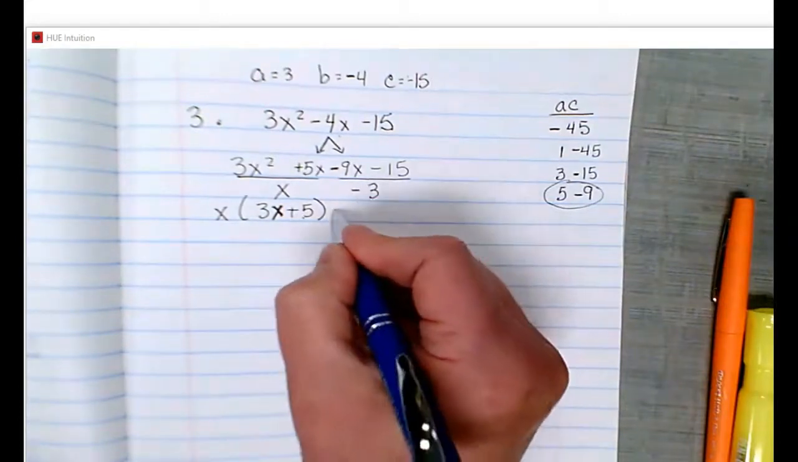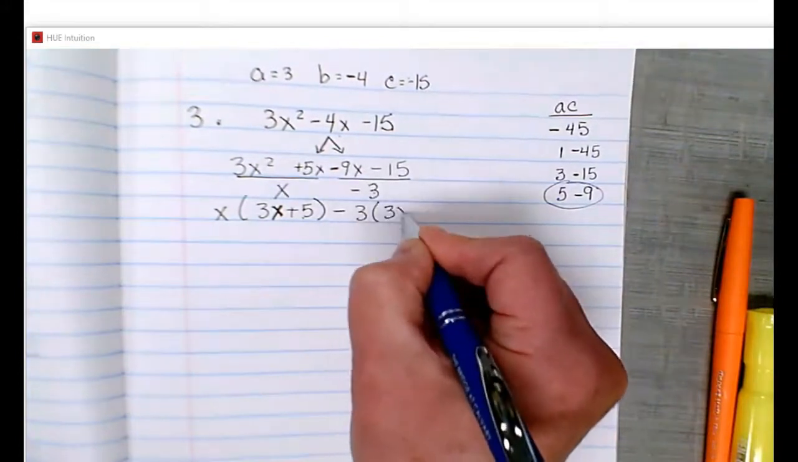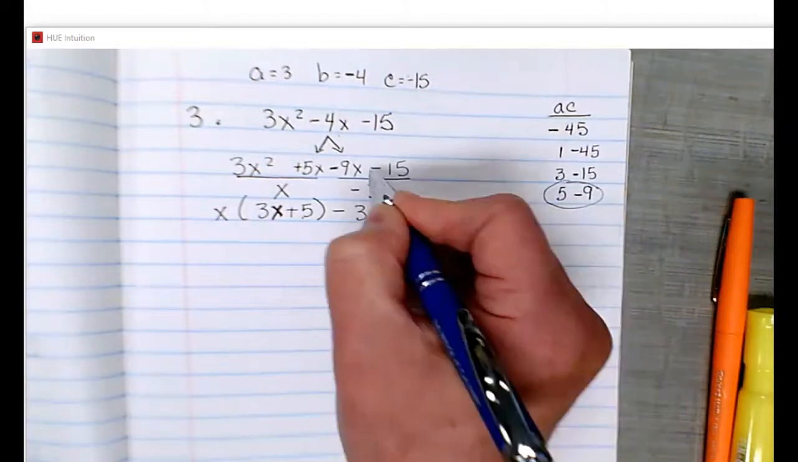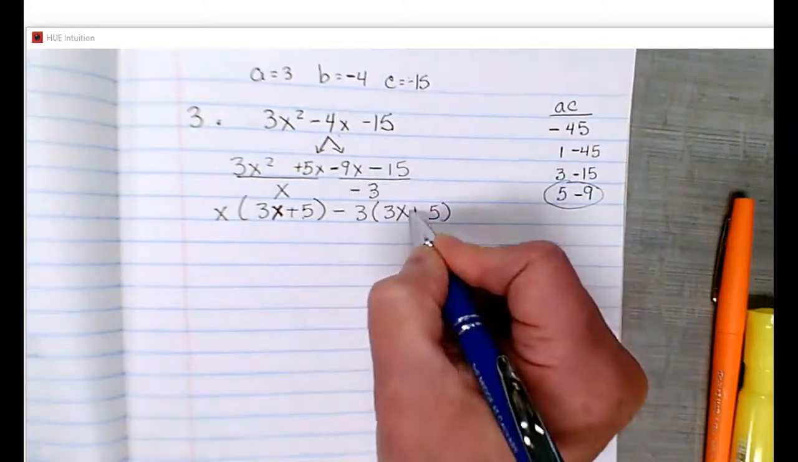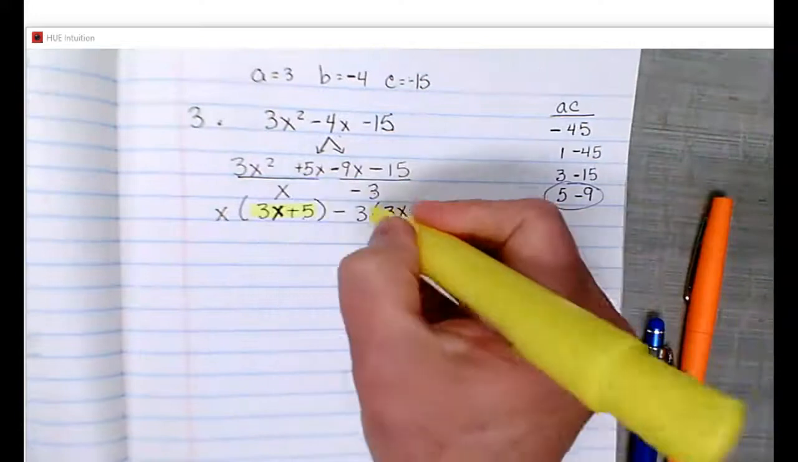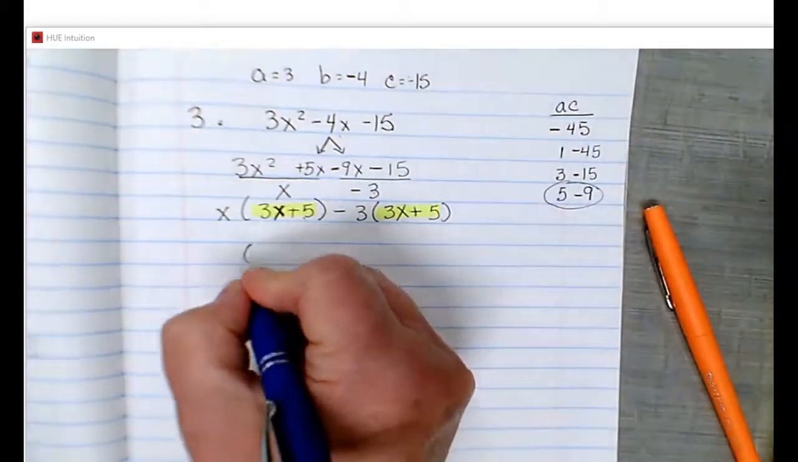I'm going to factor out a negative 3. 9 divided by 3 is 3, has an x. 15 divided by 3 is 5. Negative divided by a negative makes a positive. When you get to this step, if you have used the GCF and you haven't made a sign mistake, you should have a common factor.